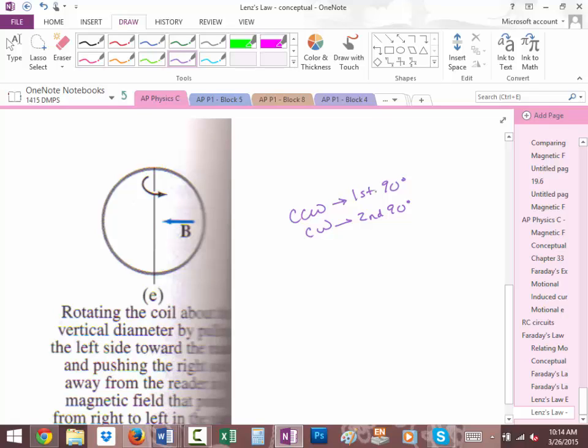Once it's here, so it's gone from here to here, we're looking at this side. Once it's here, what's happening to that B field, or what's happening to that flux? I want to know for the second 180 degrees what's happening. I don't think you've actually thought it through, and I want you to actually think it through as a group before I talk to you about it. Have a conversation.